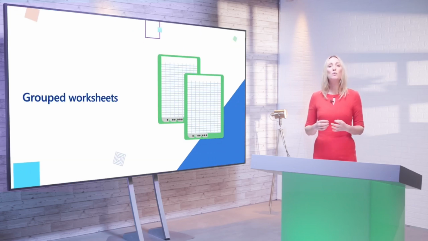In Excel, you can group worksheets together so that you can edit two or more at the same time. If you apply formatting to the group, it will then automatically be applied to any worksheets contained in your group.